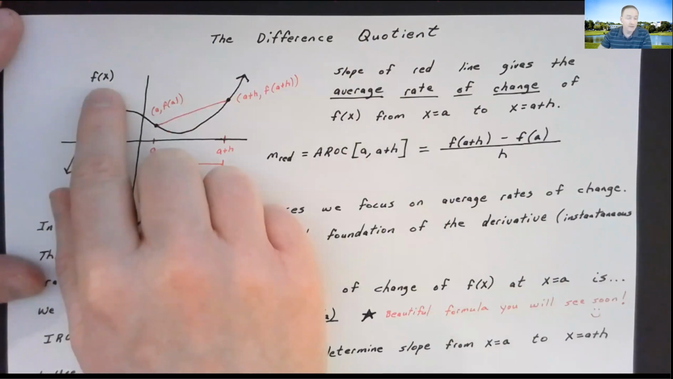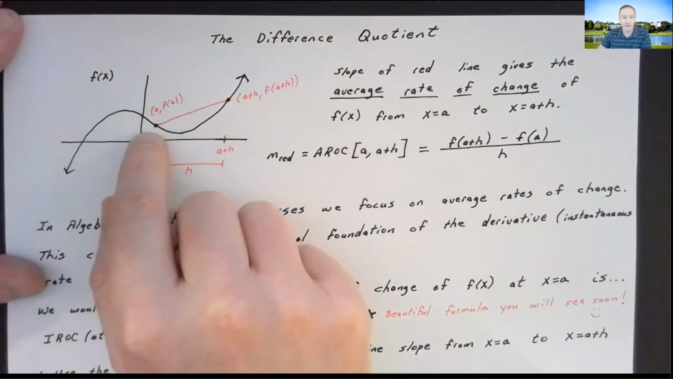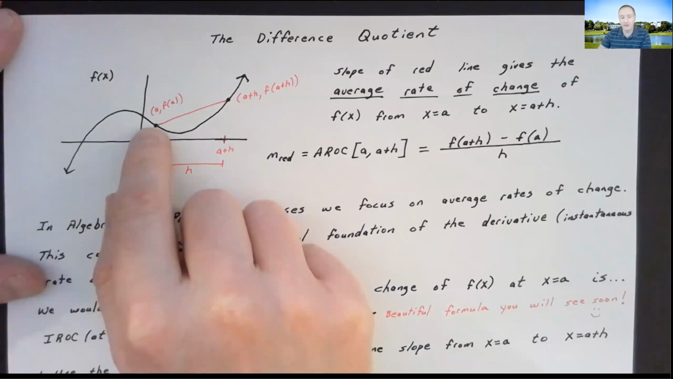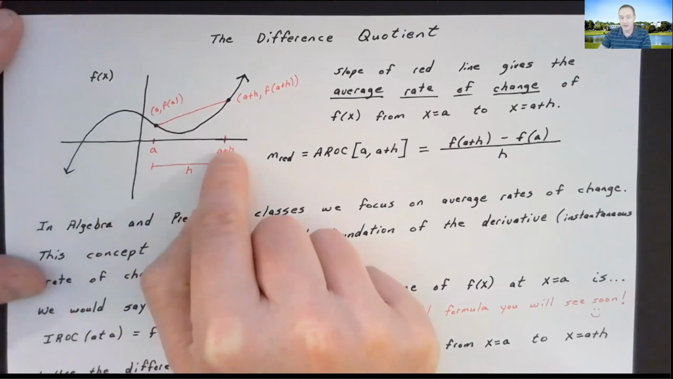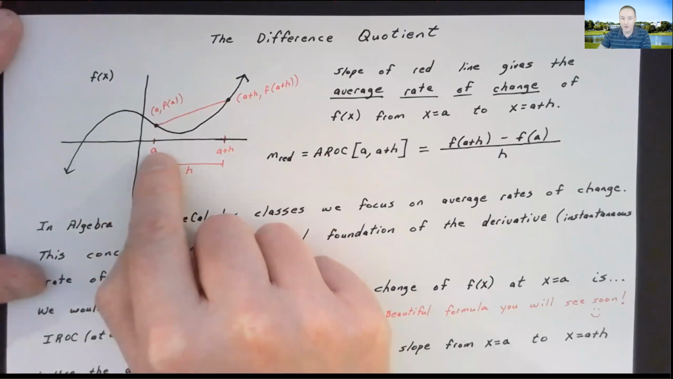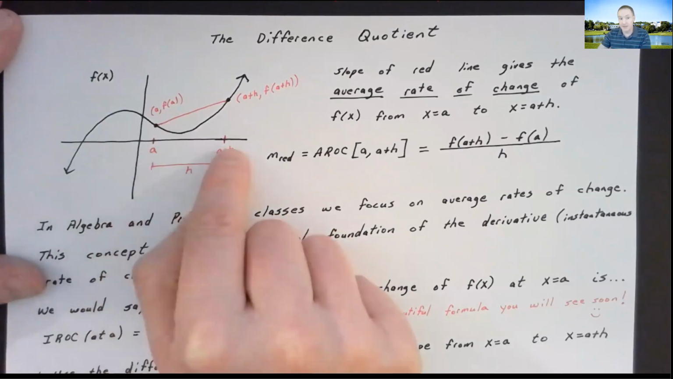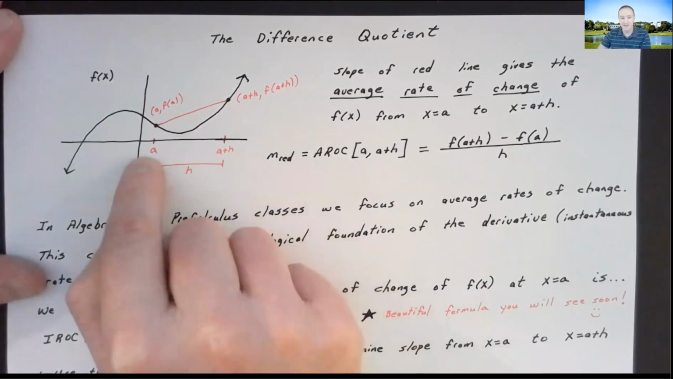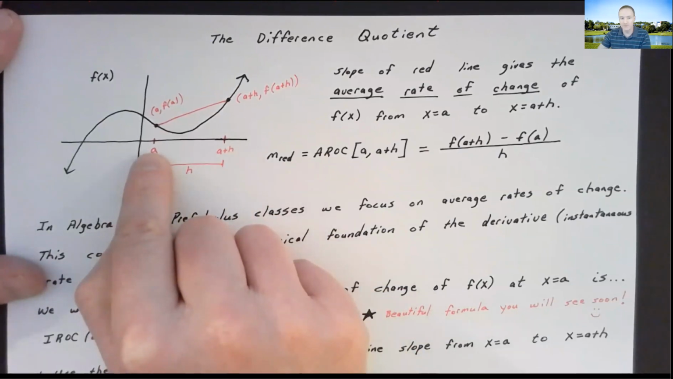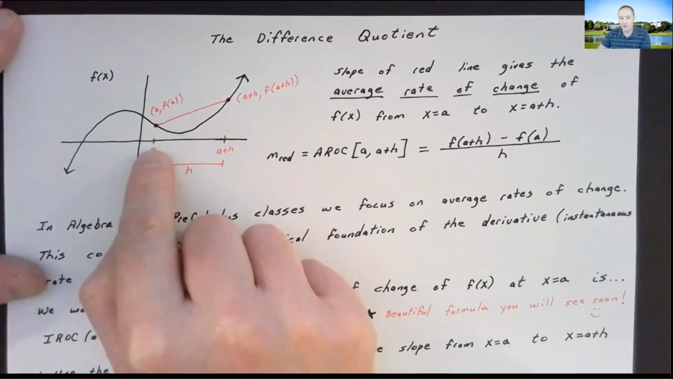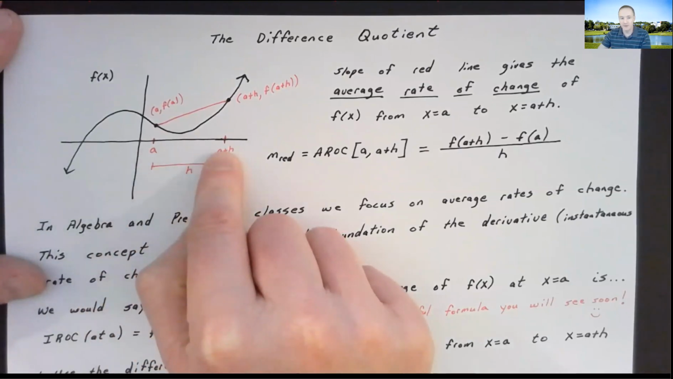And what I would like to do in this function f of x is find out how much the function is changing from some value a to some other x value that I'll call a plus h. The reason I'm calling it a plus h is that it's h units away from whatever my starting point a is. So I want to know what the rate of change is from a to a plus h.